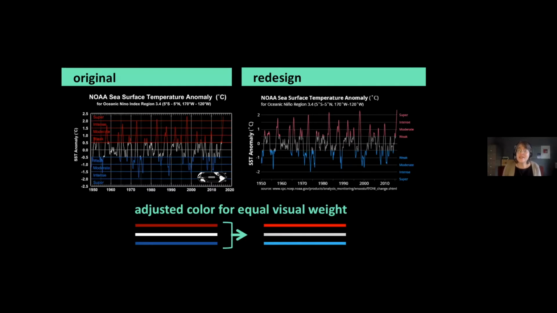He also adjusted the red, neutral, and blue colors so that they'd have equal visual weight. In the original, that white central zone is dominant and kind of glows, and it really pops out. But in the revised version, the red and the blue tones don't fade into the background, and it's a little easier to read this as a continuous line as opposed to having your focus drawn to that central white band.